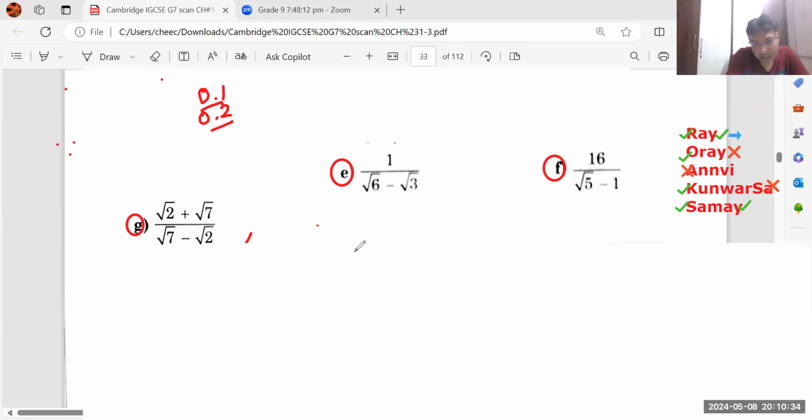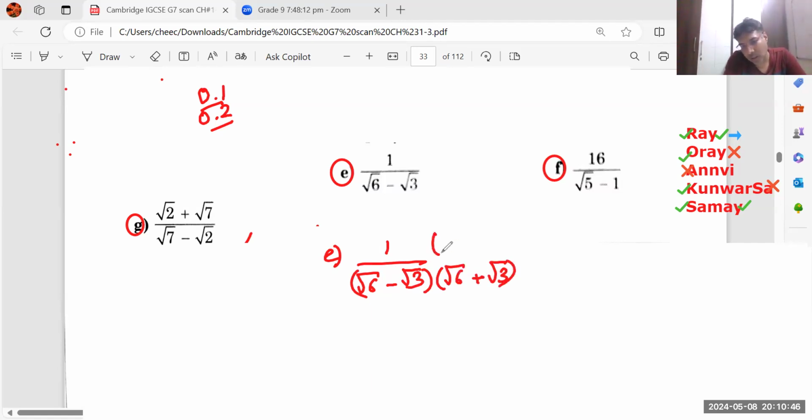All right, E part I am solving. So my rationalizing factor will be root 6 plus root 3. My rationalizing factor will be root 6 plus root 3. Do you realize that? Yes. So my answer would be root 6 plus root 3 upon 3. And please check the E part.